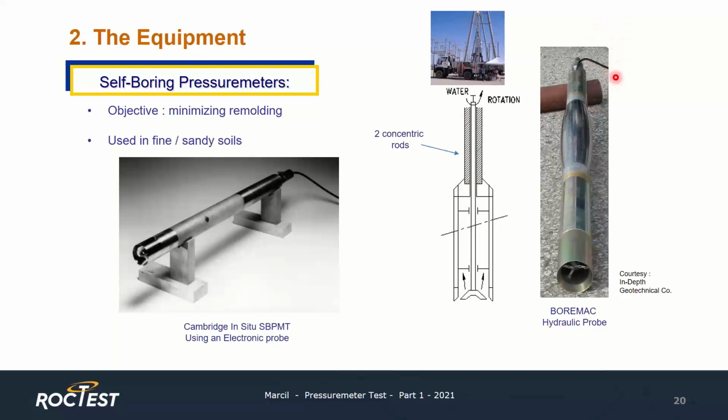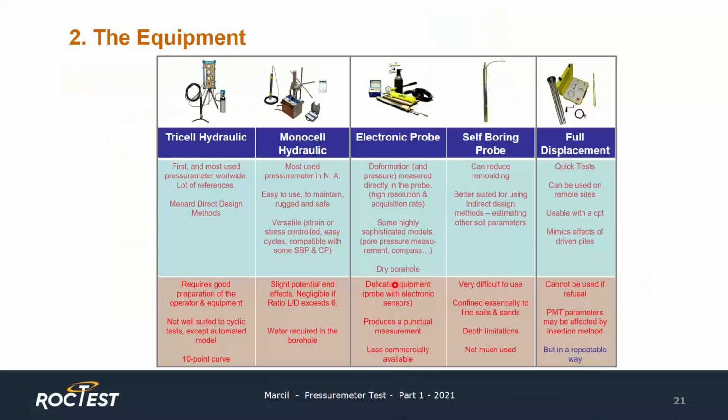We can see here at the right the more simple model using a hydraulic probe. And here at the left, an electronic model of the self-boring pressure meter probe. On this table, I tried to summarize the main strengths and weaknesses of each model of pressure meters. So first, you have the Menard tri-cell hydraulic pressure meter.